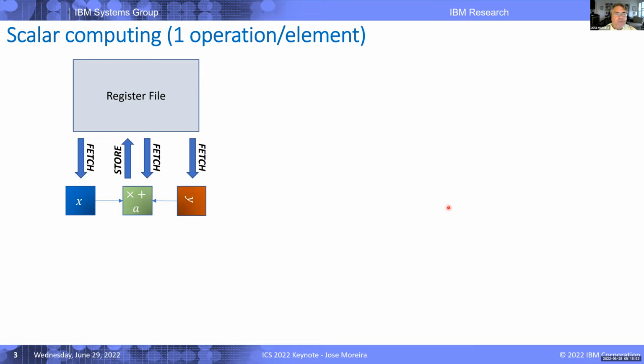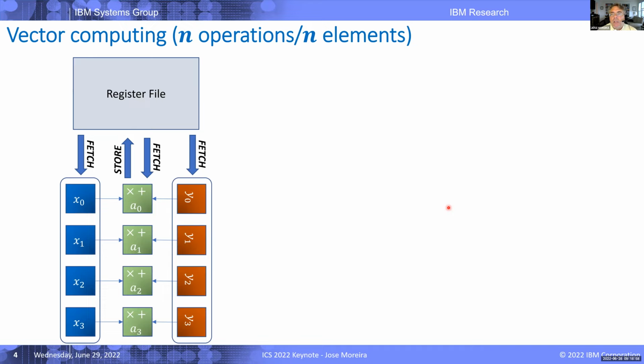And for the past 50 years, the go-to approach to get more performance out of computers, or at least more raw performance, whether it works for your computation or not, it depends, has been vector computing, where you fetch not one element, but a vector of n elements, vector x, vector y, and you do, let's say, a multiply element by element, and you add element by element to a previous value A, and you store back the A. So a multiply-add of a vector of n elements, you do n operations, so you increase the number of operations that you do at the same time, but you do n operations on n elements. So you didn't really change the fundamental ratio of operations per element.